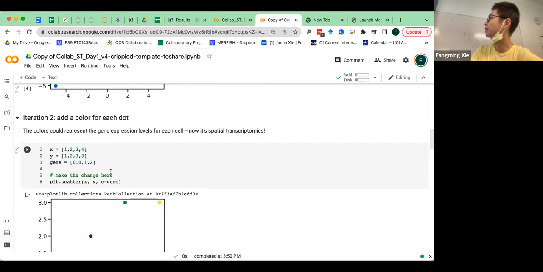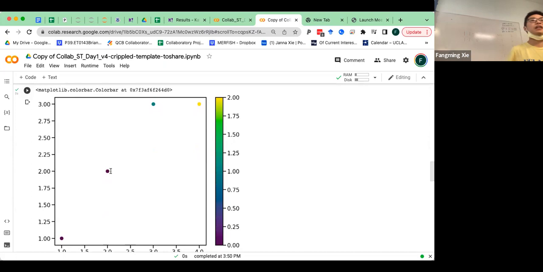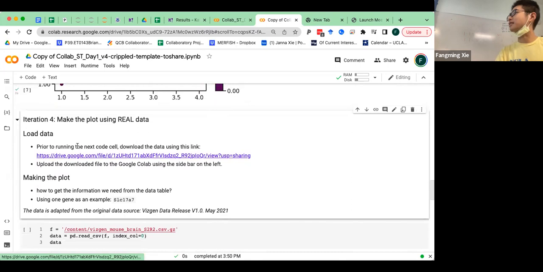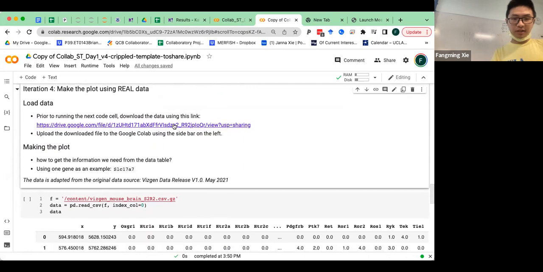Okay. So in these iterations, we get all the elements needed for actually making a plot. So then we want to apply it to the real data. That's where downloading data comes into play. Download it from there and upload it to Google Colab.